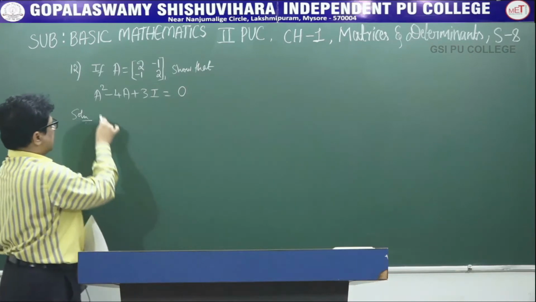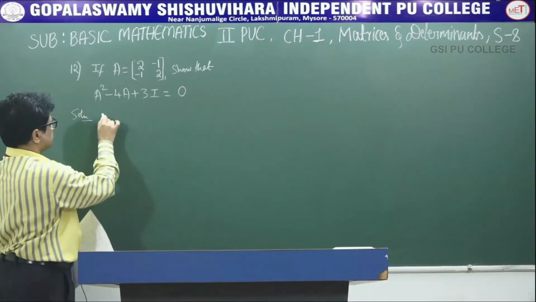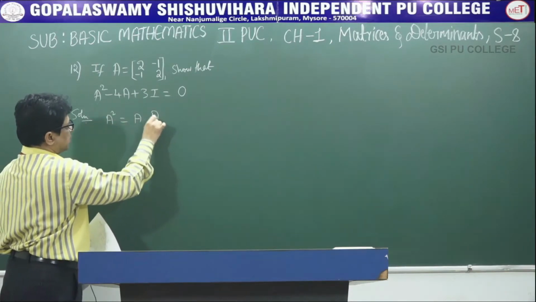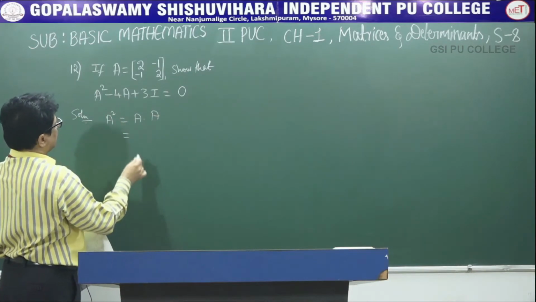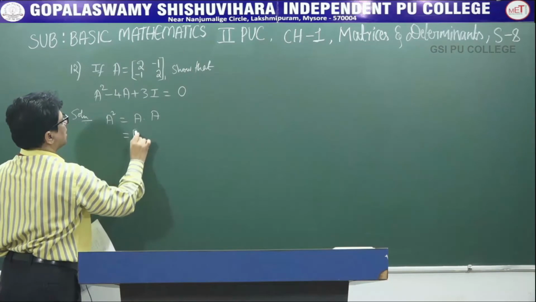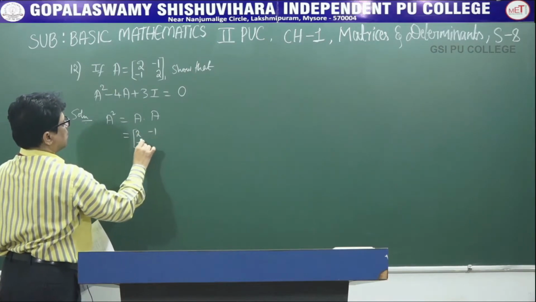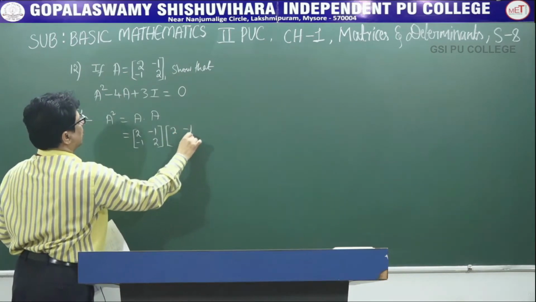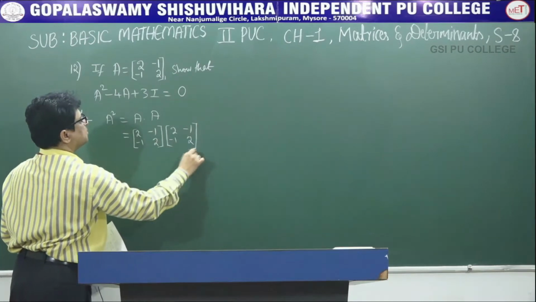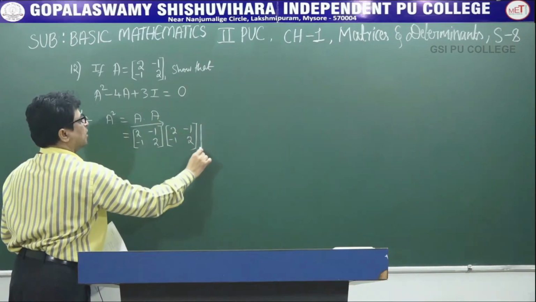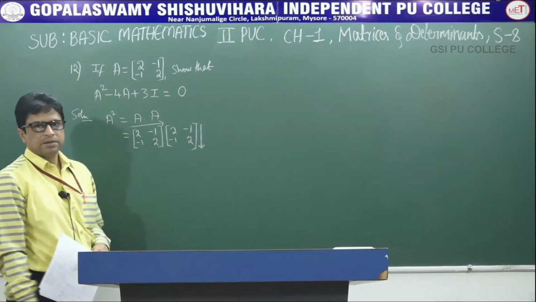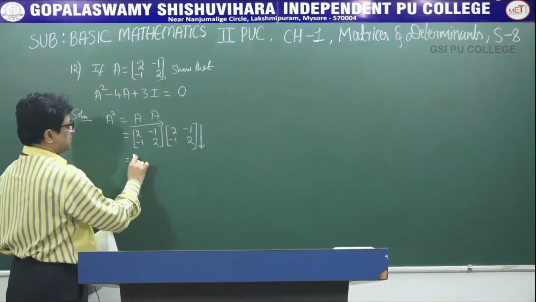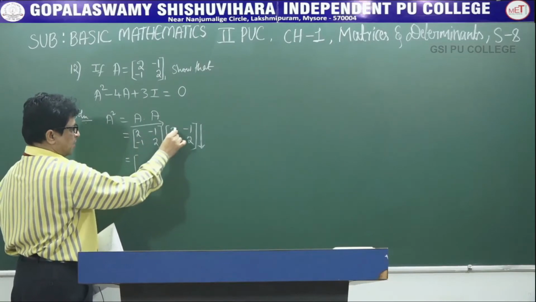Solution. So, first let us find A square. A square will be equal to A into A. So, that will be equal to A, which is [2, -1; -1, 2], into A, [2, -1; -1, 2]. Our rule is row into column operation. So, that will be equal to first row into first column.